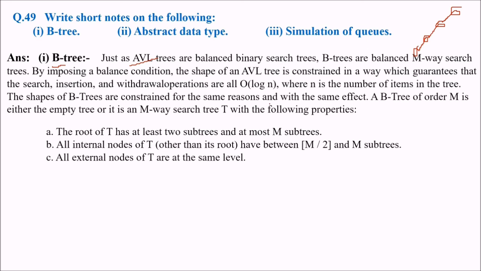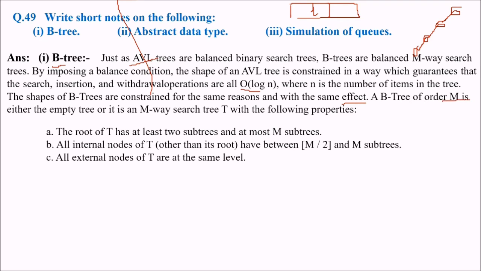B trees are M-way, so you will not have only one value in the node. You will have more than one value in the node. You can have more than one key, or not one but M keys. So this is an M-way search tree. By imposing a balance condition, the shape of the AVL tree is constrained in a way which guarantees the search, insertion, and deletion operations are all of order log n, where n is the number of items in the tree. The shapes of B trees are constrained for the same reason with the same effect as AVL.